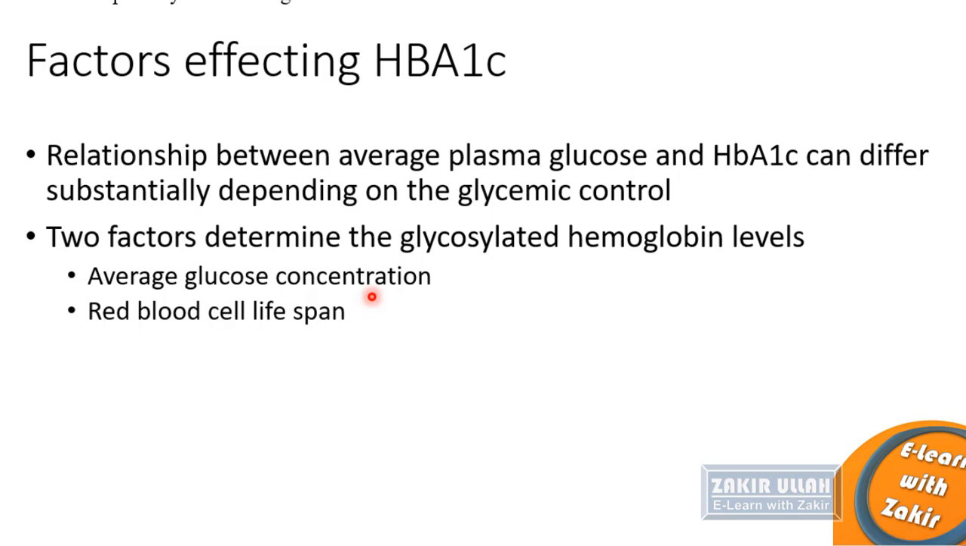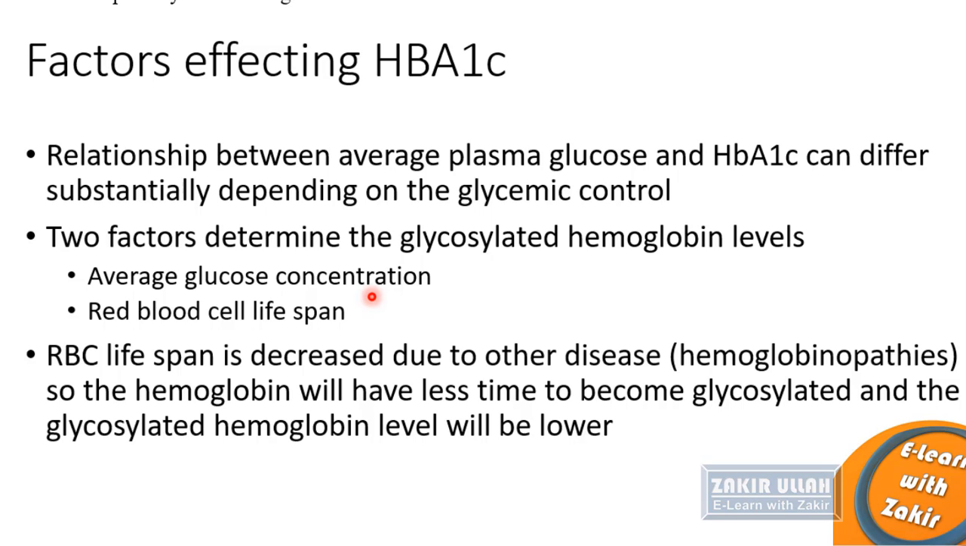For example, if a patient has a 100 day lifespan, the 20 day gap between 100 and 120 can affect the HbA1c level, and the HbA1c level will be decreased for a person with hemoglobinopathies or any other disease that affects the lifespan of red blood cells. When RBC lifespan is decreased due to another disease, for example hemoglobinopathy, the hemoglobin has less time to become glycosylated, and the glycosylated hemoglobin level will be decreased, as discussed earlier.